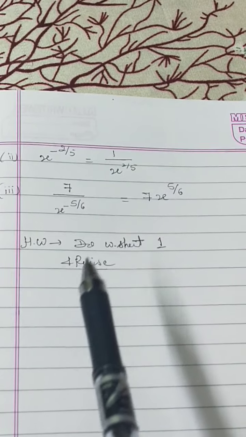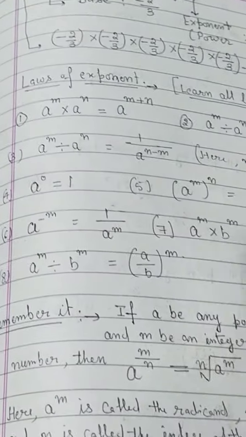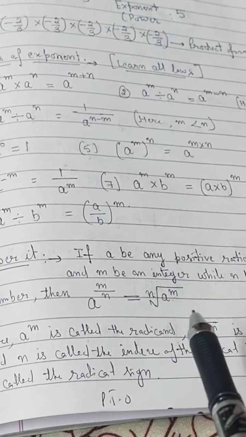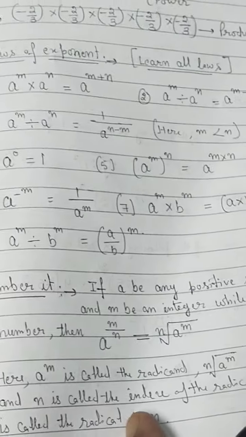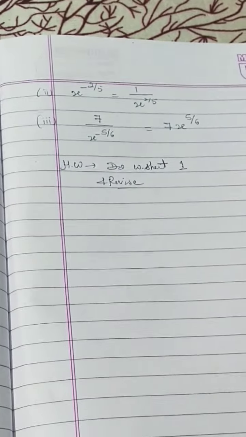Homework: do and revise worksheet first, learn all the laws of exponents, and remember the main basics of radical, radicand and index numbers. So this is about your exponents and radicals first worksheet. Tomorrow, using these laws, we have to solve all the sums of worksheet 2. So this is about your exponents and radicals.